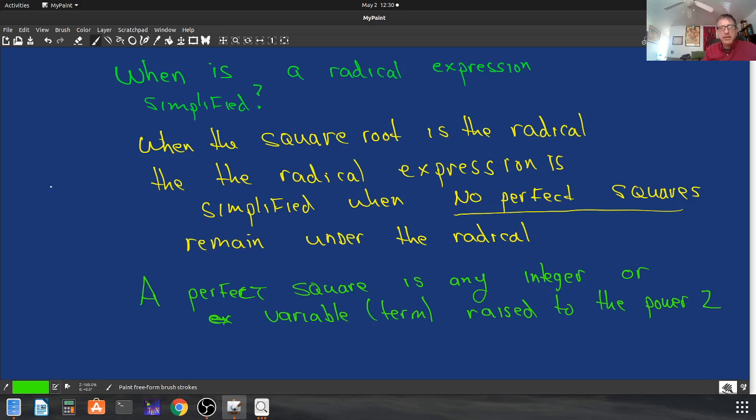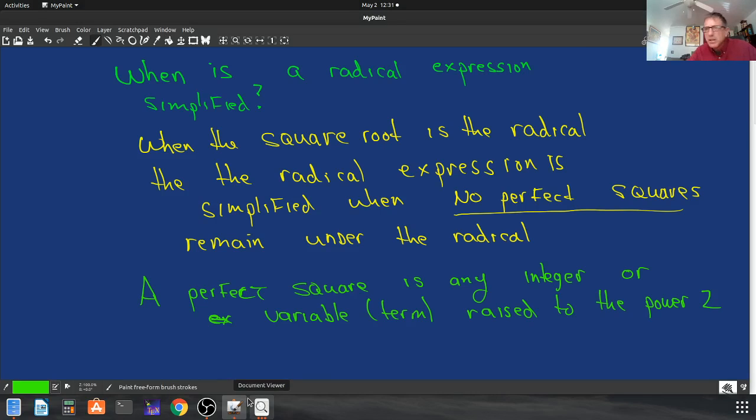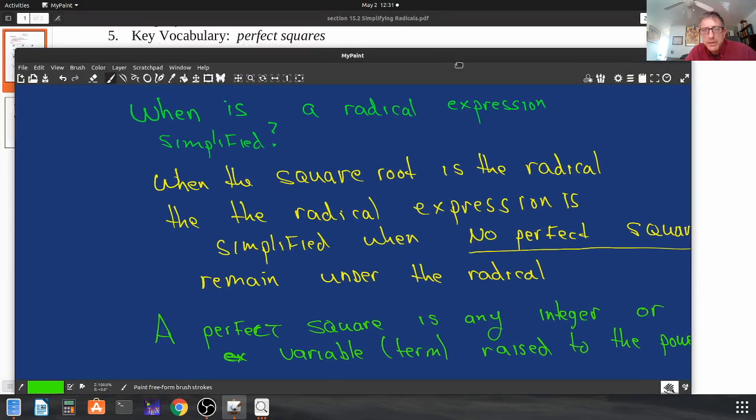So those are going to be what we're using. Just the concept is, well, how do I know when I've simplified it? Well, you know when you've simplified it when no perfect squares remain under the radical. Well, what's a perfect square? It's any natural number or integer or variable term raised to the power of 2. Sounds like it's hard, it's not. So let's just do some exercises. Examples always help.